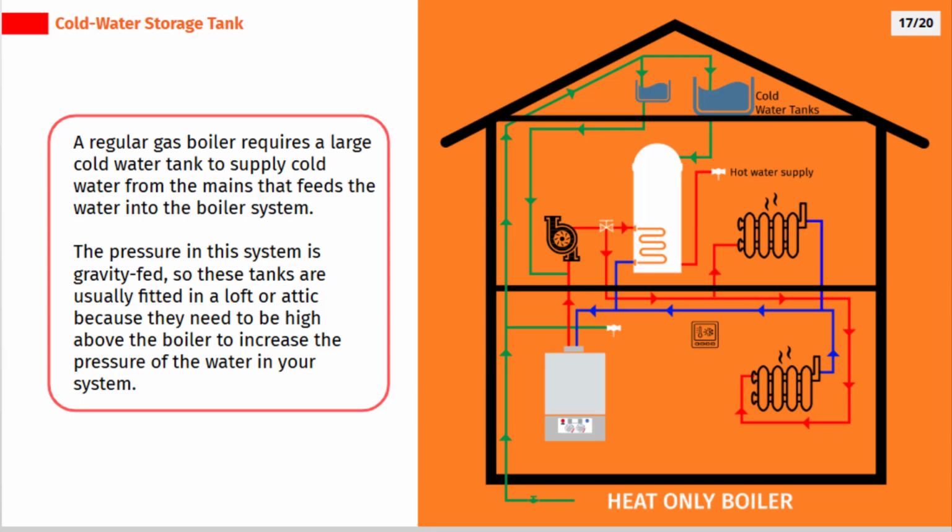A regular gas boiler requires a large cold water tank to supply cold water from the mains that feeds the water into the boiler system. The pressure in this system is gravity-fed, so these tanks are usually fitted in a loft or attic because they need to be high above the boiler to increase the pressure of the water in your system.